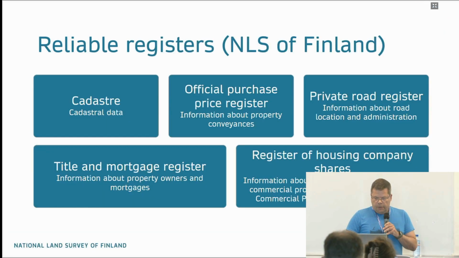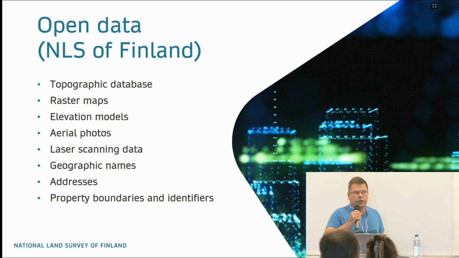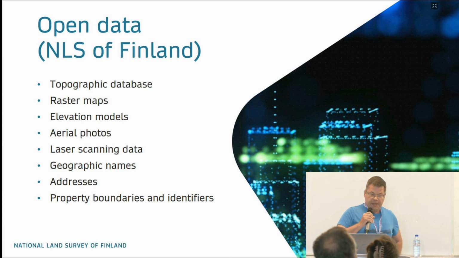But first, our organization maintains multiple registers: cadastral, title and mortgage register for housing shares, and other registers too. And also we have a lot of open data and traditional GIS data from topographic database and raster maps, aerial photos, and so on. But I move to APIs then.